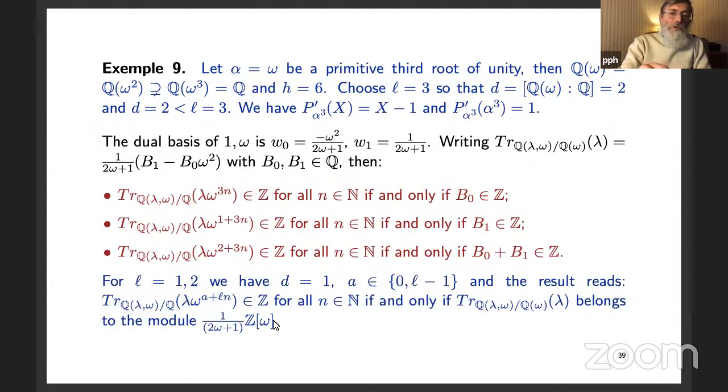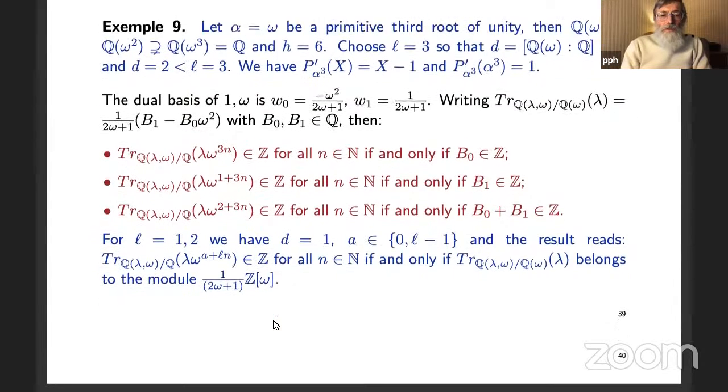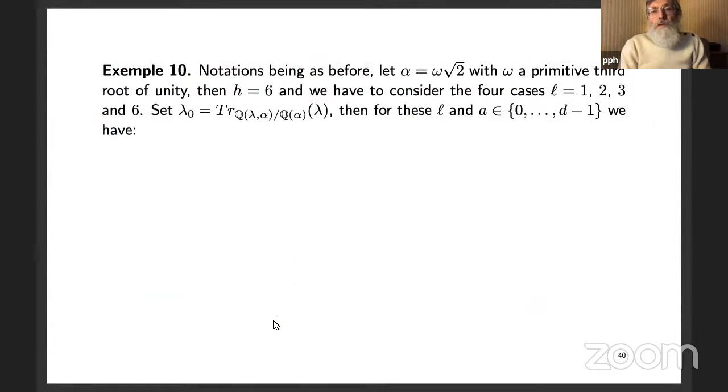Just as the case L equals 6 duplicates the three cases of L equals 3. We just copy the same and vary the exponent, put 6 instead of 3, and vary the exponent from 0, 1, 2, 3, 4, 5. And for 3, 4, 5, these are the same conditions as for 0, 1, 2. Okay. So now, a last example. Omega is again, as before, the third root of unity. And alpha is omega times square root of 2.